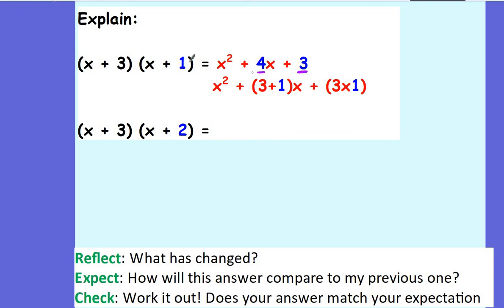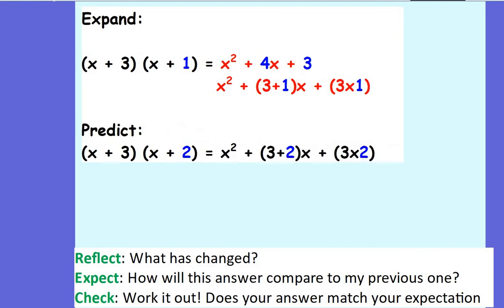Now the 4 came from the addition of the 3x and the 1x. So I've added together the 3 and the 1 to give me 4. To get the 3, I've multiplied the 3 and the 1, and that's given me the 3. So now, if I were to predict this one, I would say, well, I now need to add together the 3 and the 2, which will give me 5x, and multiply the 3 and the 2 to give me 6 on the end. If I do that, and I predict that, I would get the correct answer, x squared plus 5x plus 6.